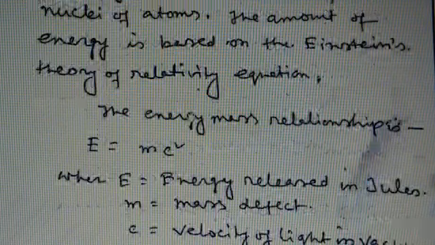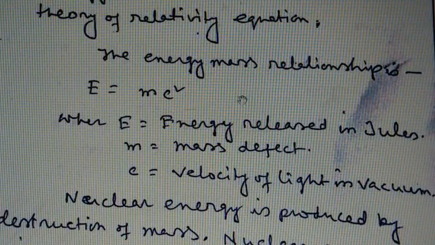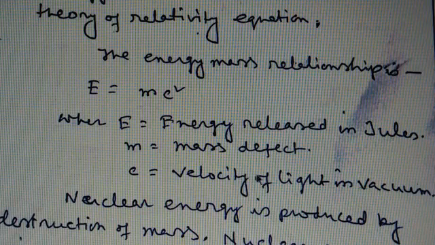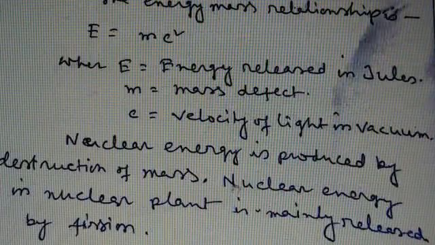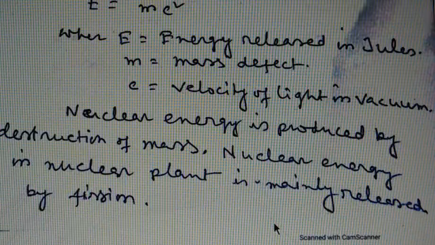According to Einstein's theory of relativity, the energy-mass relationship is E equals mc squared. This is the common formula where E is the energy released in joules, m is the mass defect, and c is the velocity of light in vacuum. Now, nuclear energy is produced by destruction of mass. Nuclear energy in a nuclear power plant is mainly released by fission.